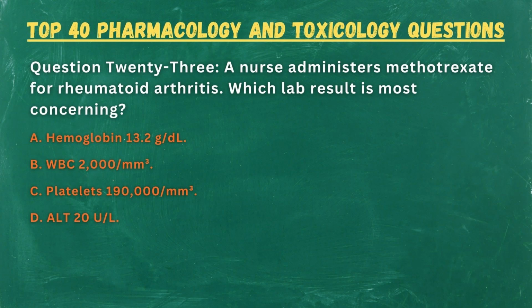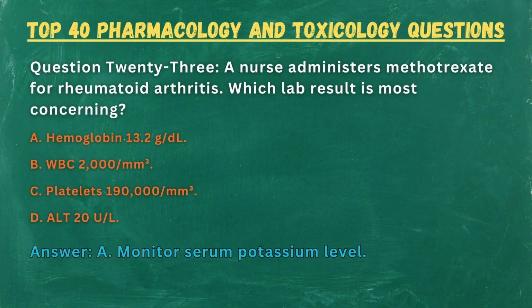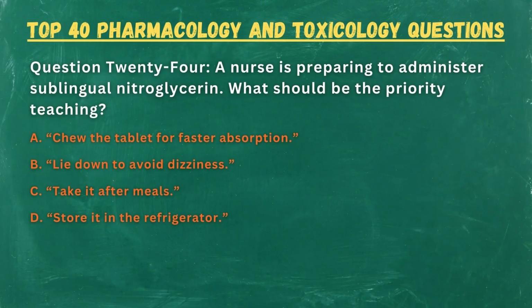Question 23. A nurse administers methotrexate for rheumatoid arthritis. Which lab result is most concerning? A. Hemoglobin 13.2 g/dL. B. WBC 2,000/mm³. C. Platelets 190,000/mm³. D. ALT 20 U/L. Answer: B. WBC 2,000/mm³.